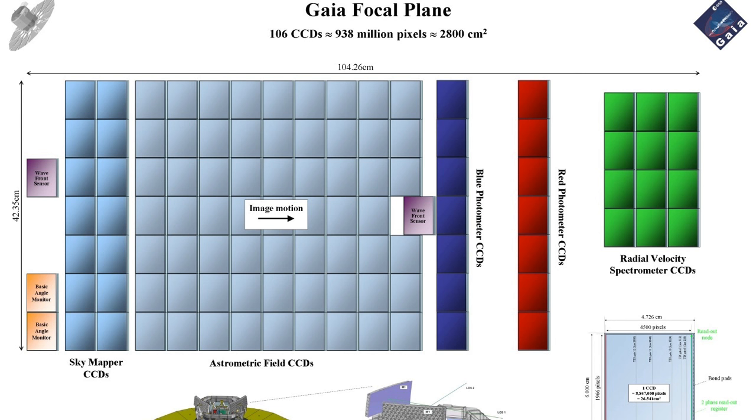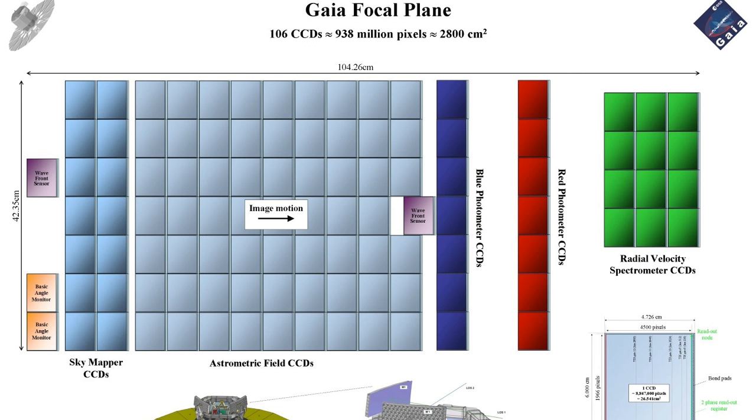And then here's your radial velocity spectrometer over here. So it's a pretty fancy device. It's going to be good. We'll be analyzing that till the cows come home. Probably get millions of stars.